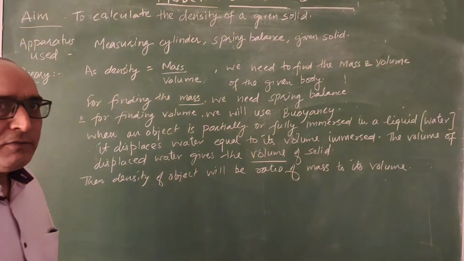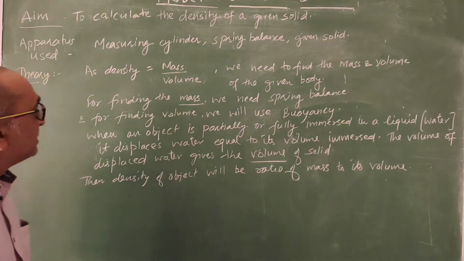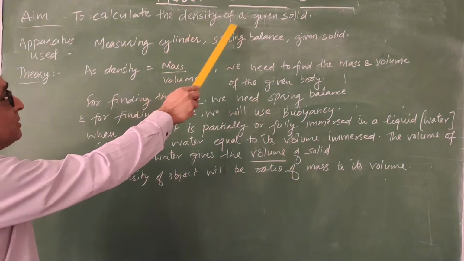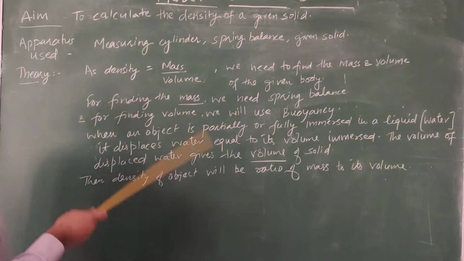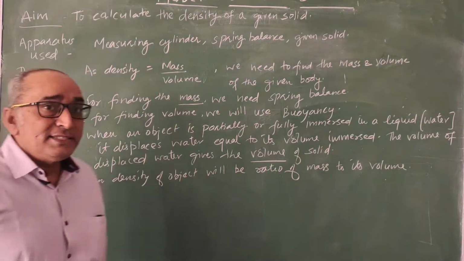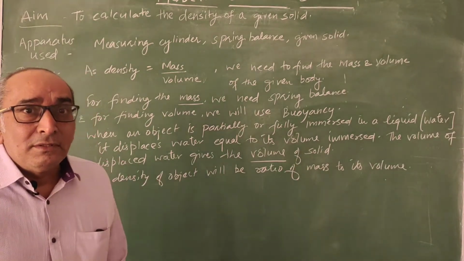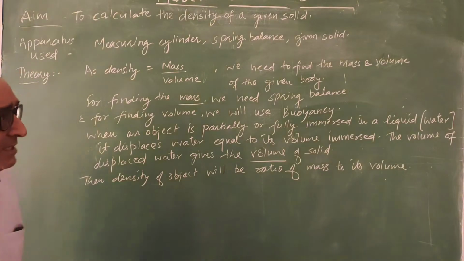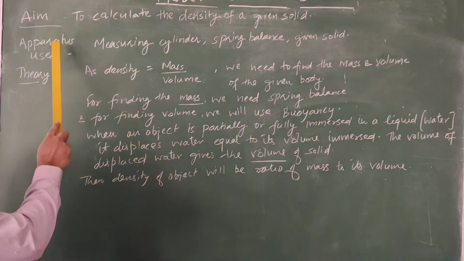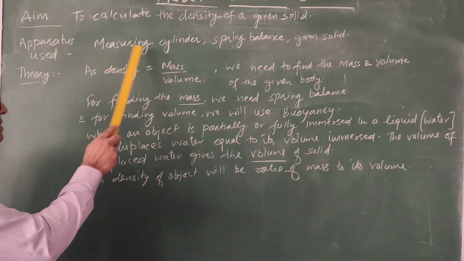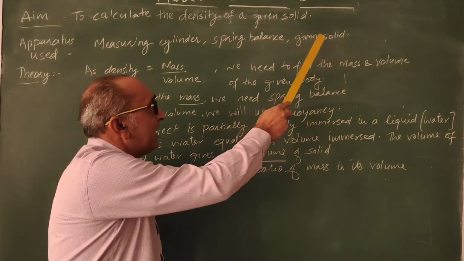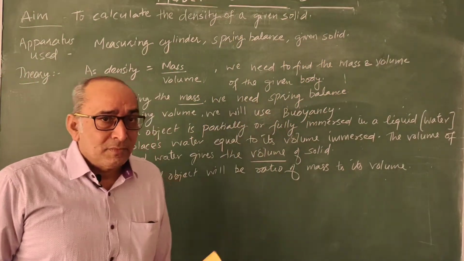The first practical which we have to discuss is to find the density of a given solid. How can we calculate the density of a given solid? This we have to find. For finding the density, we are going to use a measuring cylinder, a spring balance and the given solid.